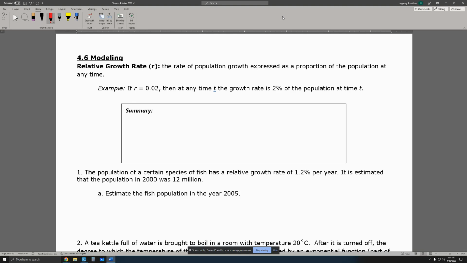Hi everyone. Today we're going to be completing our notes on 4.6, modeling exponential and logarithmic equations.